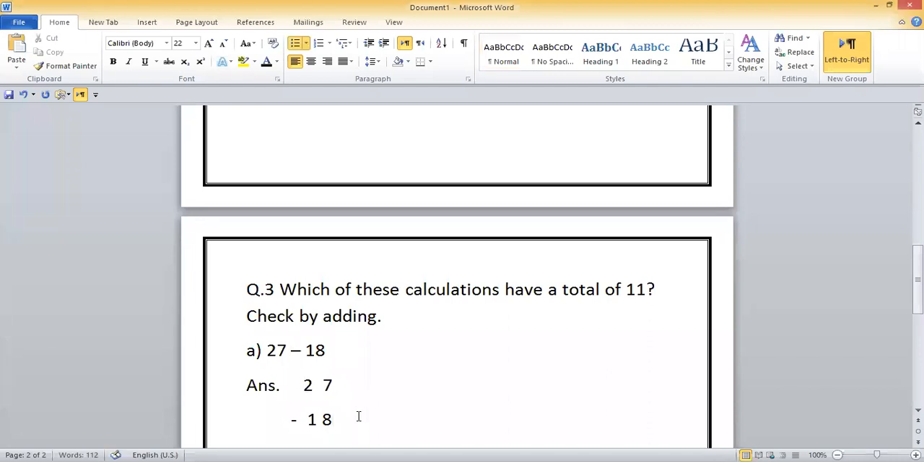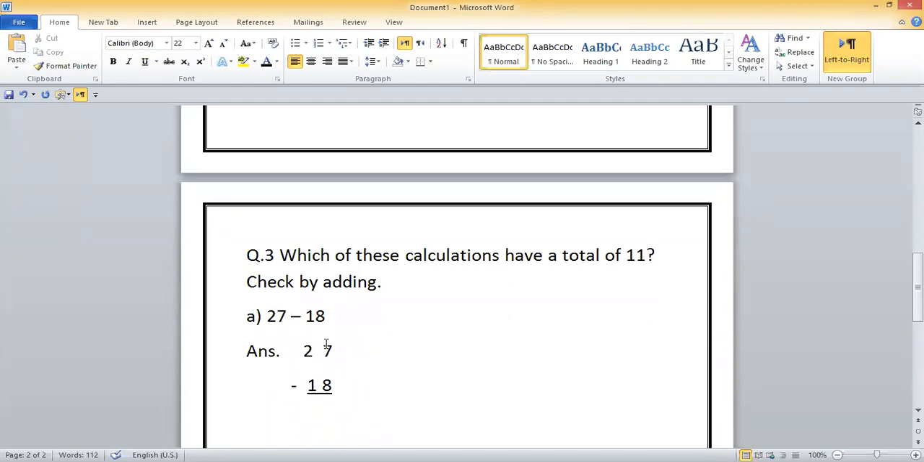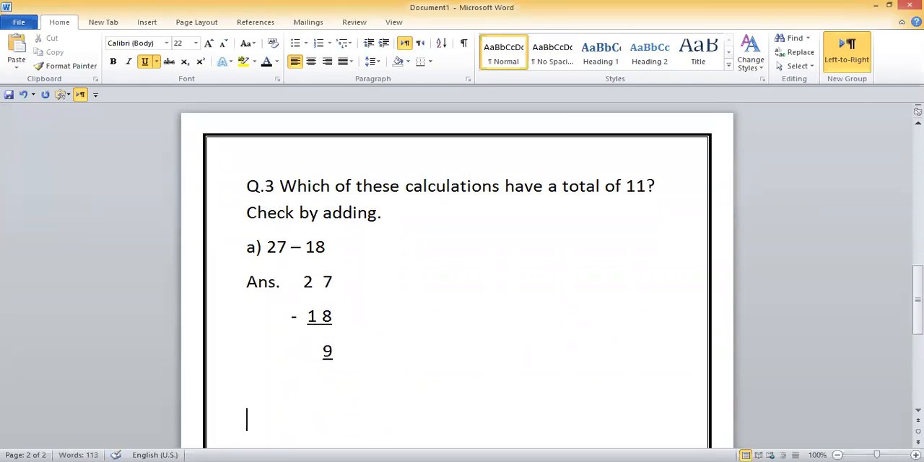This is 27 minus 18. And 7 minus 8, you cannot subtract 8 from 7. There's 17, 17 minus 8. 9, 10, 11, 12, 13, 14, 15, 16, and 17, the answer will be 9. And this is not now 2, this is now 1. So the answer is 9 here. 27 minus 18 is equal to 9. Right? So this is not 11. If you add 18 plus 9, this will give you 27. So this is not 11.